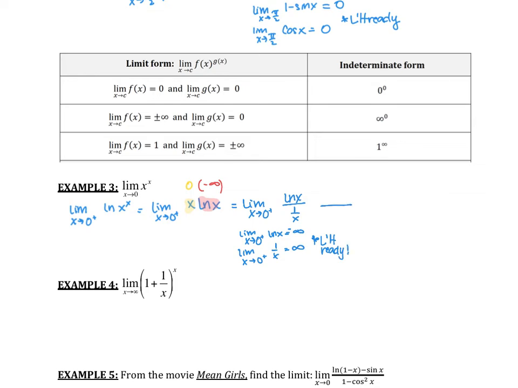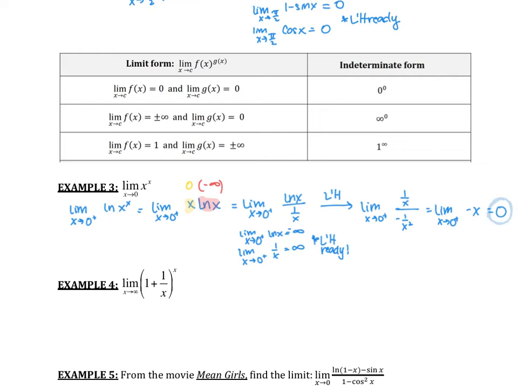So what I'm going to do now is apply L'Hopital's rule. This has to be the limit as x approaches 0 from the right of 1 over x, that's the derivative of natural log, over negative 1 over x squared. Well, that's going to allow me to rewrite this as the limit as x approaches 0 from the right of negative x. And if I take the limit as x approaches 0 from the right of negative x, I get 0.